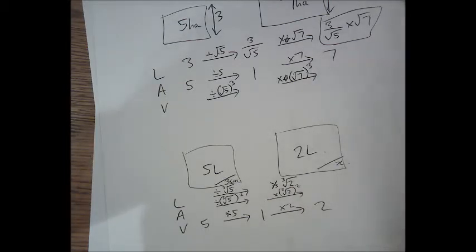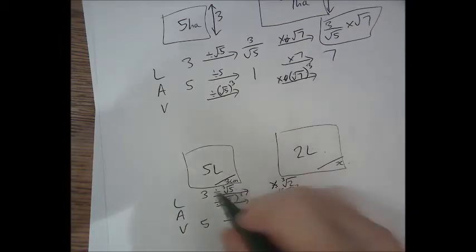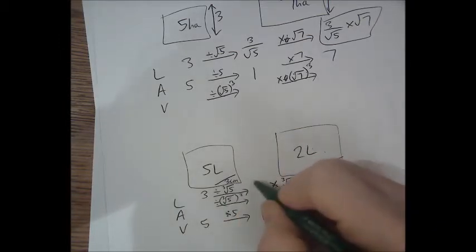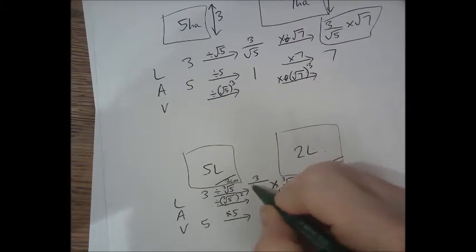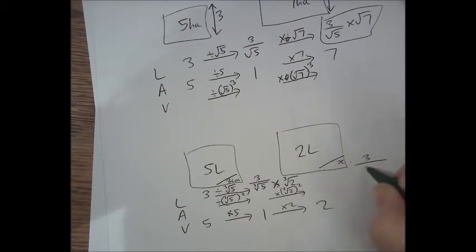I had a length of 3. 3 divided by cube root of 5 is this. And now we get the answer, which is 3 divided by the cube root of 5 times the cube root of 2. And that's it. That's our answer.